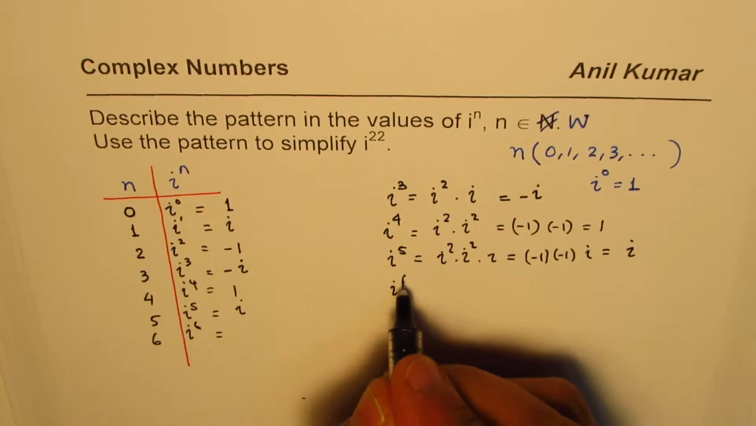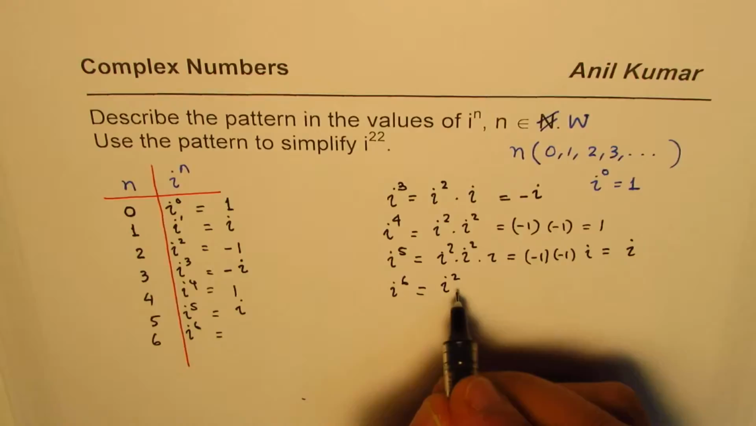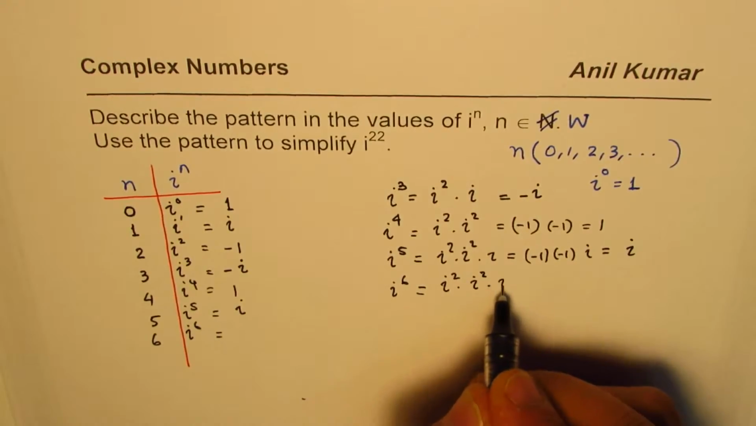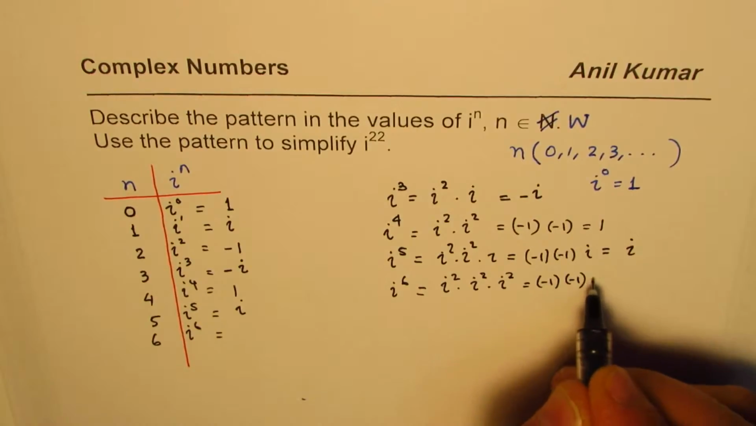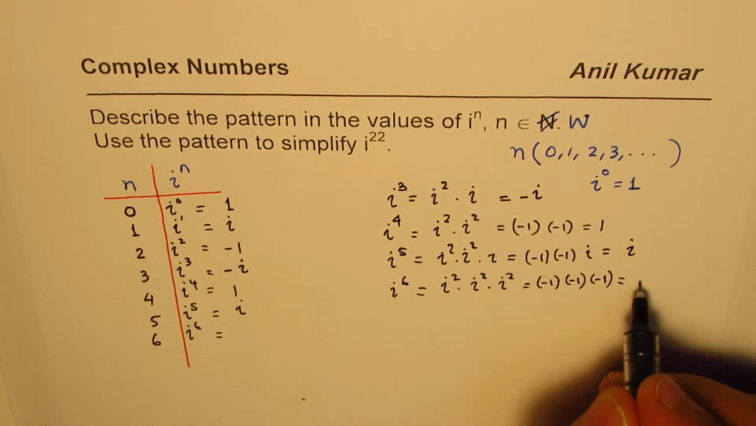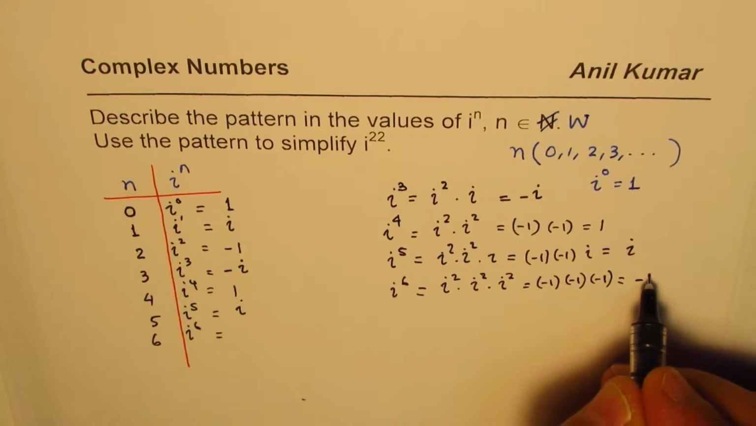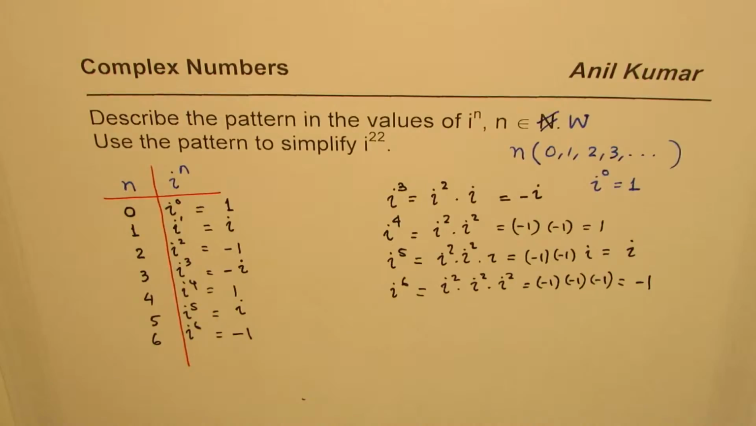How about i to the power of 6? Well, i to the power of 6, we could write as three of these. Since we know i squared is minus 1, it's better to write in terms of i squared. I could have written the cube of this also, right? So it is minus 1 cubed, which is minus 1. Do you see a trend?